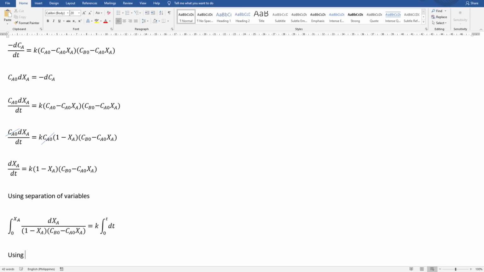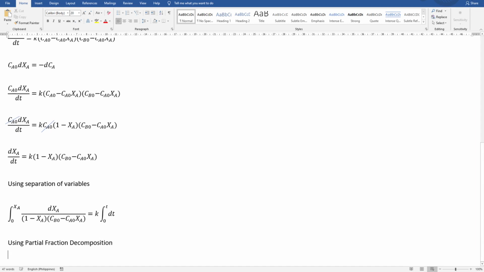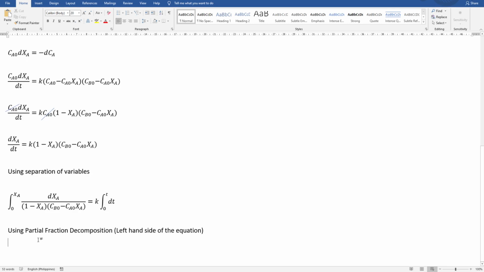So using partial fraction decomposition for the left hand side of the equation. But I'll leave the partial fraction decomposition to you.